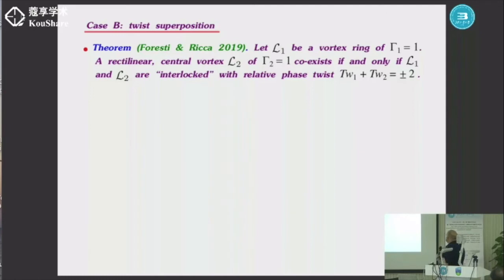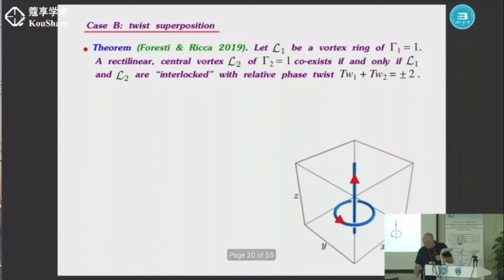Let L1 be a vortex ring of a given circulation, say 1. A rectilinear central vortex at the center of the vortex ring, circulation 1, can coexist if and only if L1 and L2 are linked together. I on purpose use the word of Tait, interlocked, with relative phase twist, twist 1, twist 2 equal plus or minus 2. So there is an if and only if, and so I go through this quickly.